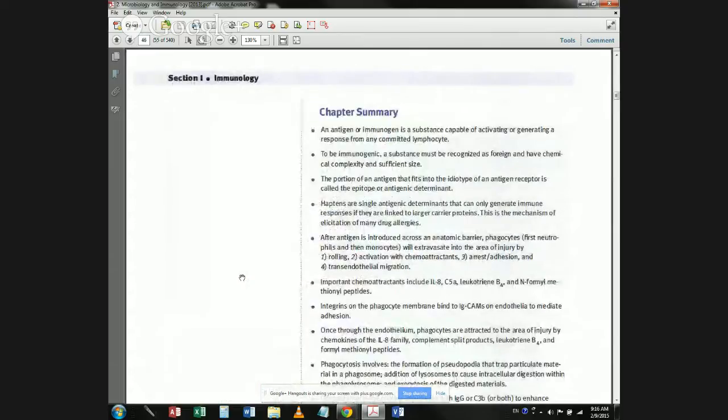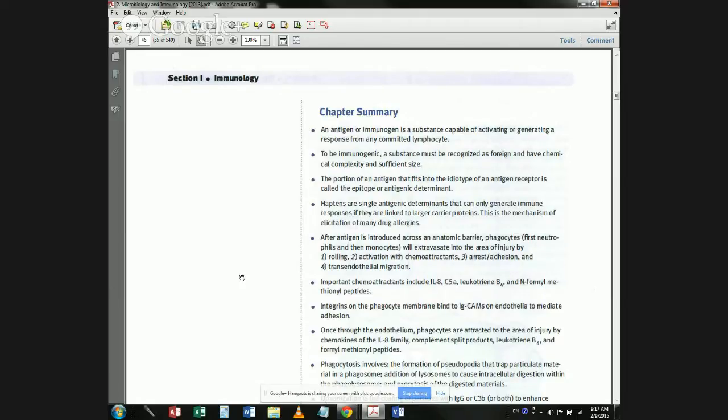Anyway, after antigen is introduced across an anatomic barrier, phagocytes, first neutrophils, then monocytes, will extravasate into the area of injury. Remember, monocytes, eosinophils, and macrophages take about 12 hours; neutrophils will take 6 hours. They extravasate by first rolling, which is the binding of E-selectins to mucin cell adhesion molecules, then activation with chemoattractants, which would be interleukin 8, or it could also be the N-formyl peptides binding, which will activate the production of integrins.